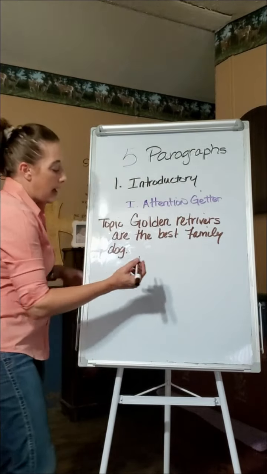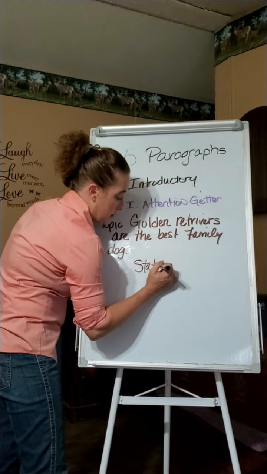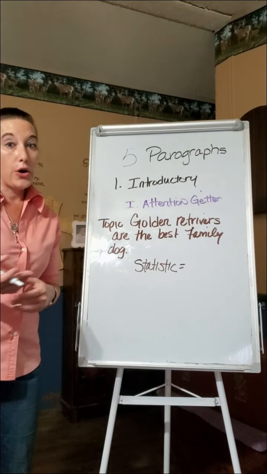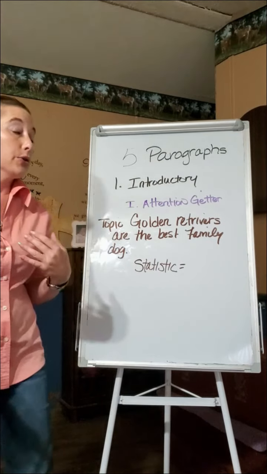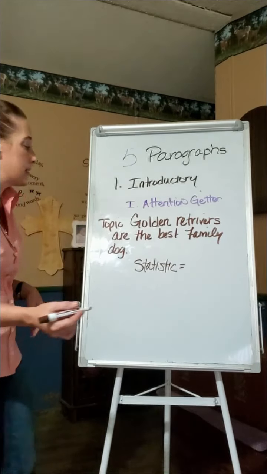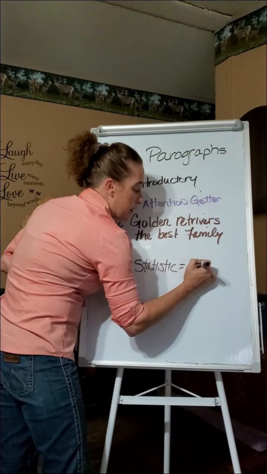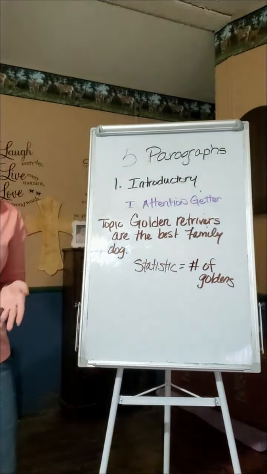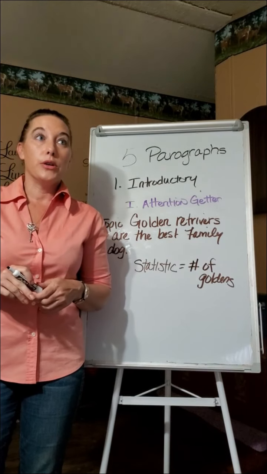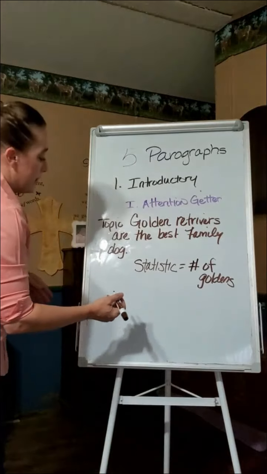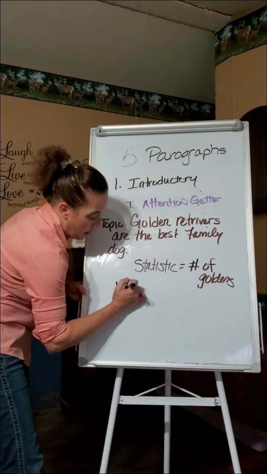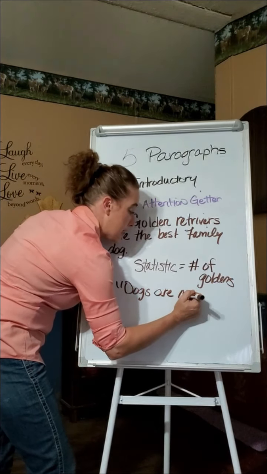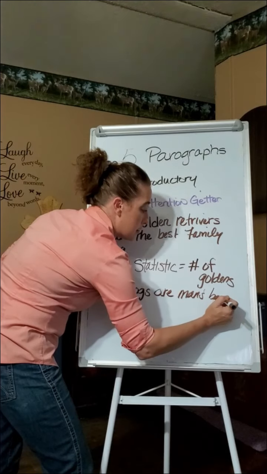For instance, I could use a statistic about how many golden retrievers are owned currently in the U.S. or how many golden retrievers are registered with the AKC currently in the U.S. Number of retrievers or number of goldens. I could also use a quote that is something like, dogs are man's best friend.